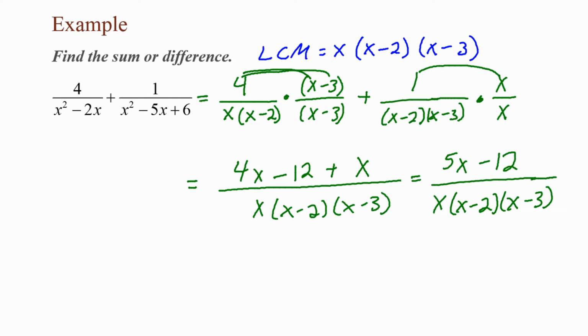5 and 12 do not have a greatest common factor. Since I can't reduce it, my final answer is 5x minus 12 divided by x times x minus 2 times x minus 3.